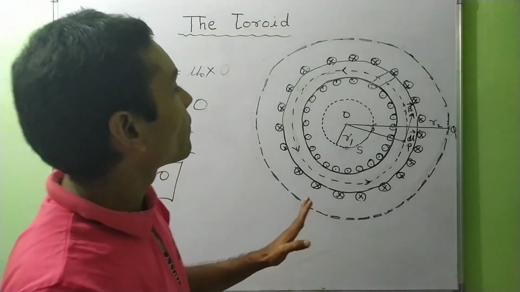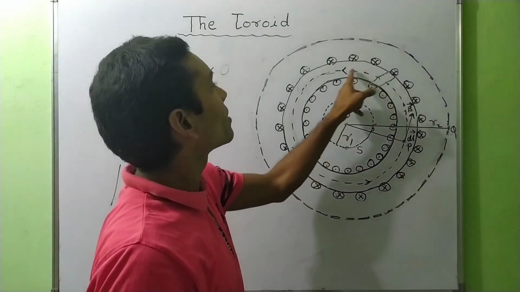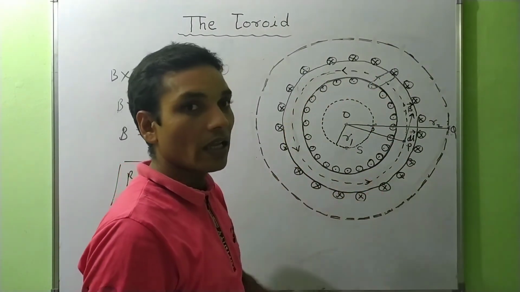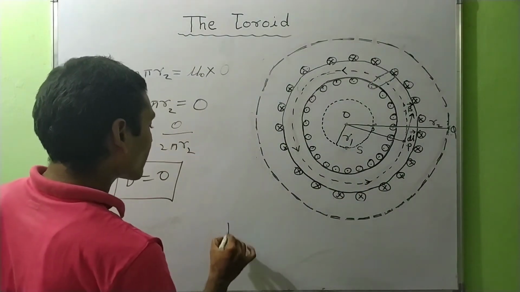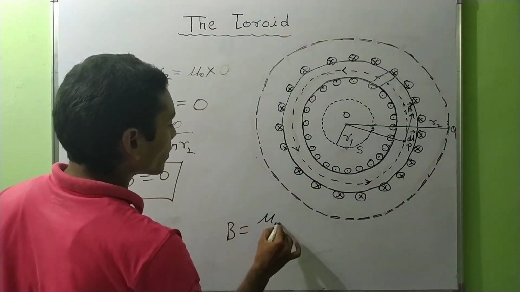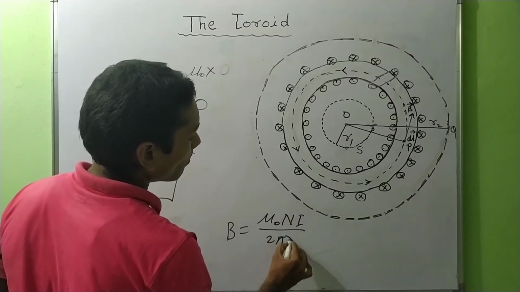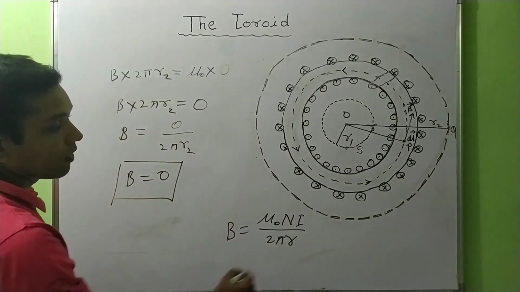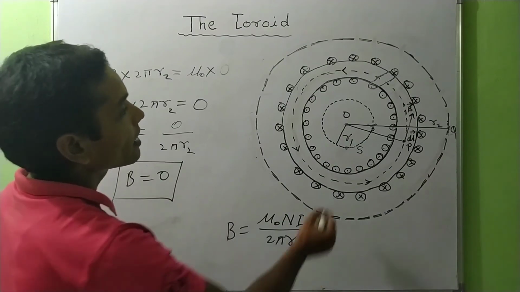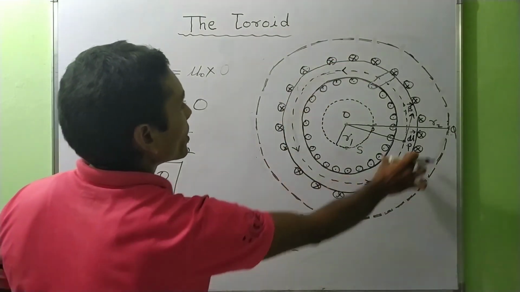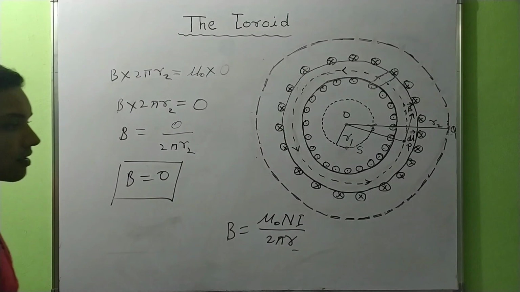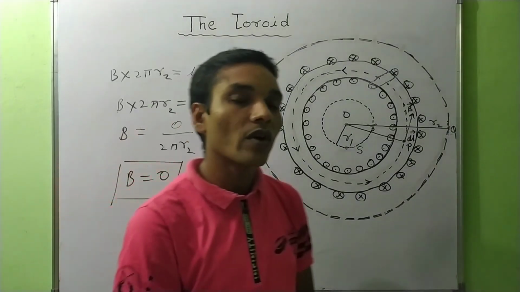Only the magnetic field will be there inside the toroid, and the value of this magnetic field is B equals mu naught capital NI upon 2 pi r, where r is the radius of this toroid. This is the conclusion. Okay, understood.